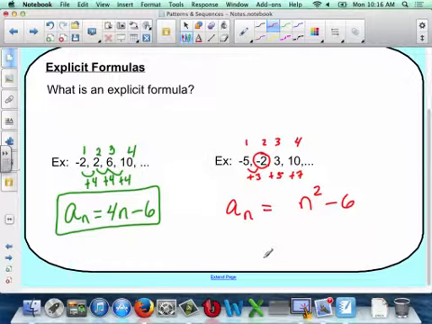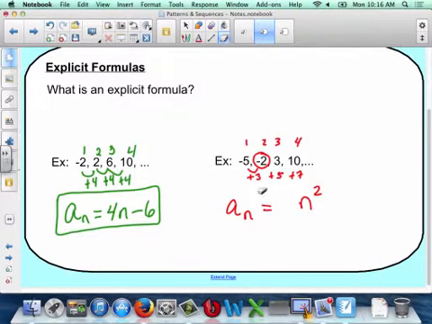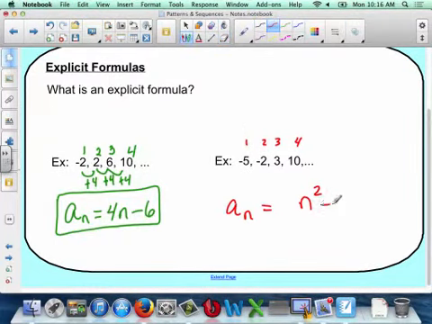Okay, so that's basically what I look at as tweaking the formula. I start off with n squared, and I look at my first term being 1. So I say, okay, what's 1 squared? 1. How am I going to get from 1 to -5? So then I would subtract 6. And then I see if it works, right? And if it does, then that's your formula.